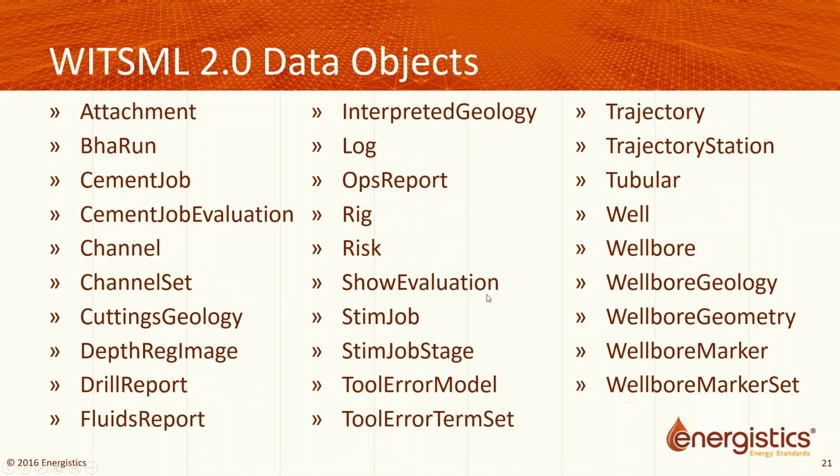And this is the list of the WITSML 2.0 data objects that are currently in the release candidate. And I didn't include on this list the objects from the completion world. So we also have 4 data objects that relate to completions. They're not on this list, but they're also carried forward largely unchanged from the previous version.